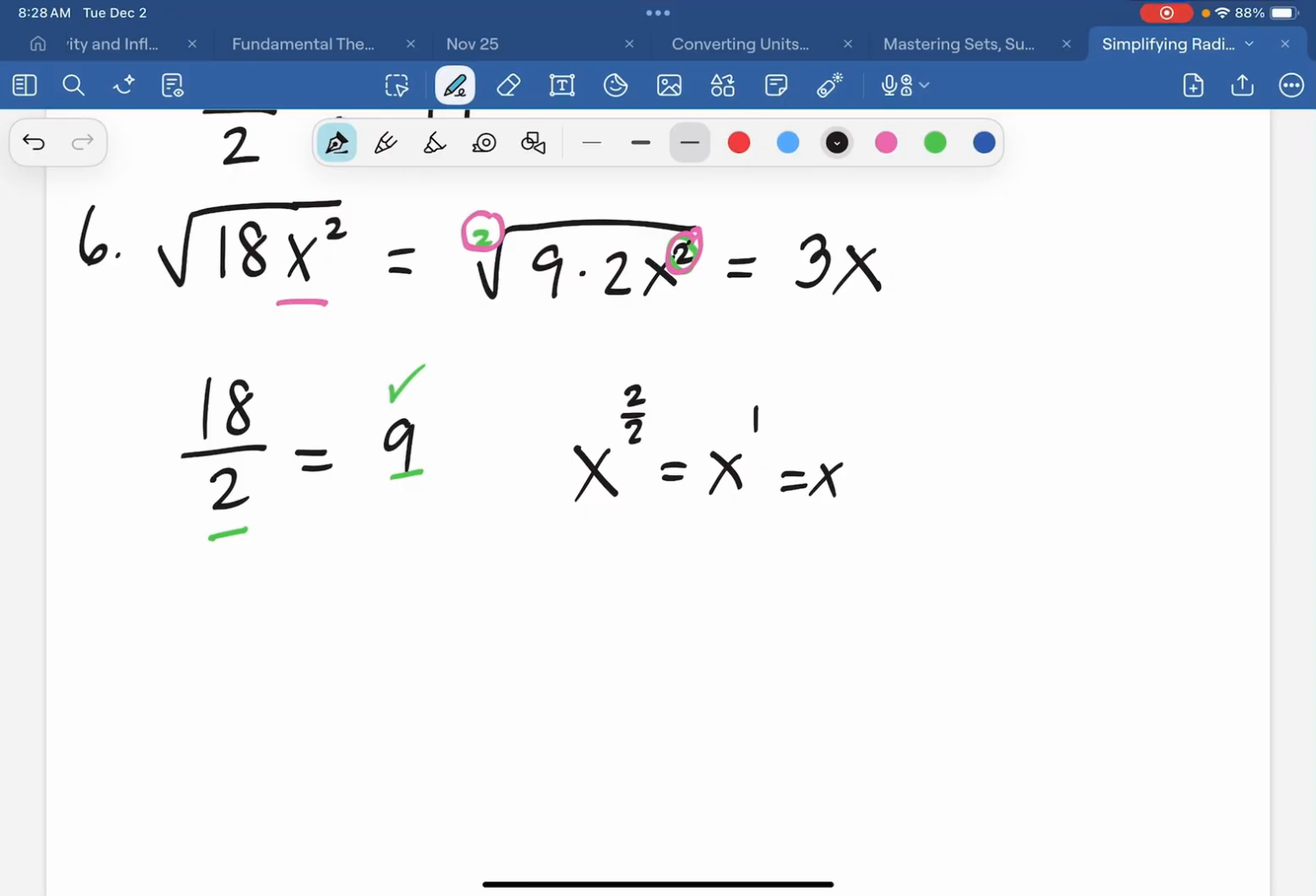Then the remaining radicand inside would be 2 because of this. And this is your answer.